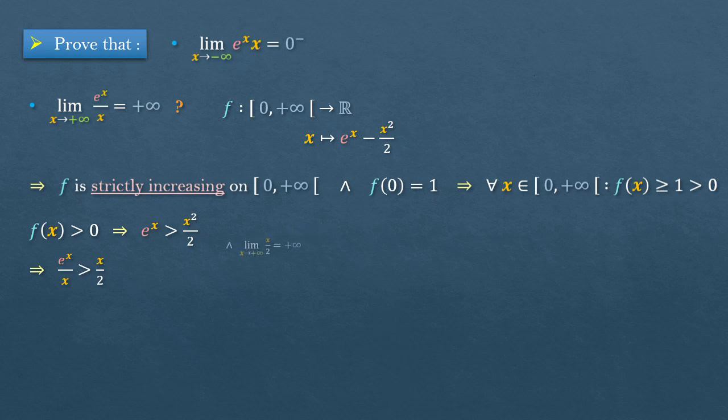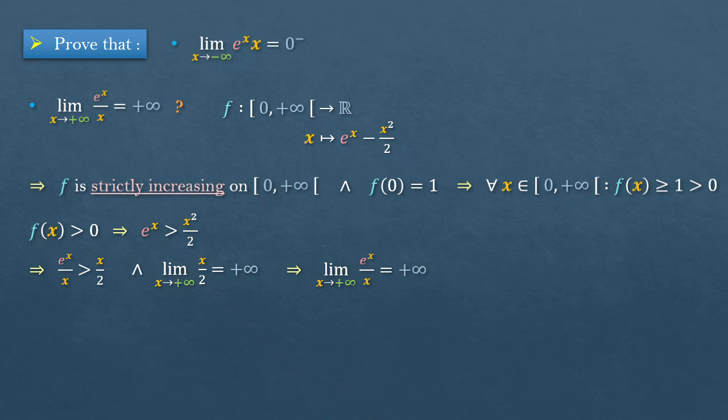And because the limit of x over 2 when x heads to positive infinity is obviously equal to positive infinity, then according to the squeeze theorem that we have already seen in one of the previous videos, we can deduce that the limit of exponential x over x when x heads to positive infinity is equal to positive infinity. And this ends our proof.